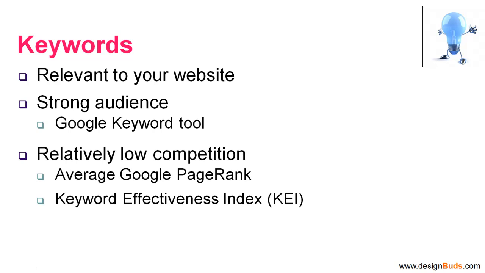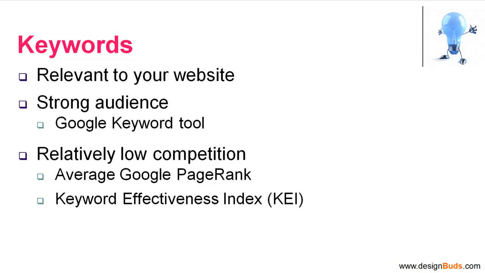But the next thing that you need to be looking at is the competition, because it's one thing having a good, strong audience for your keyword, but you then need to assess how strong is the competition for that particular keyword. So for that, there's two methods that I use. I calculate the average Google page rank for each keyword, and I also look at the keyword effectiveness index, or the KE index, the KEI.